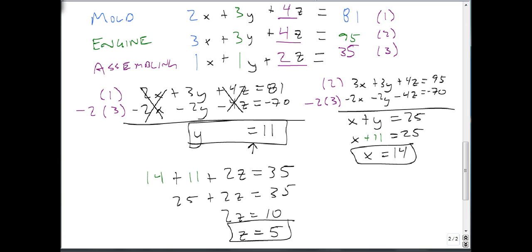So what this means is, this company can make 14 21-inch lawnmowers, 11 24-inch, and 5 40-inch riding mowers with the specifications that they have given us. So by converting it to a system and then solving it, we're able to solve the problem.